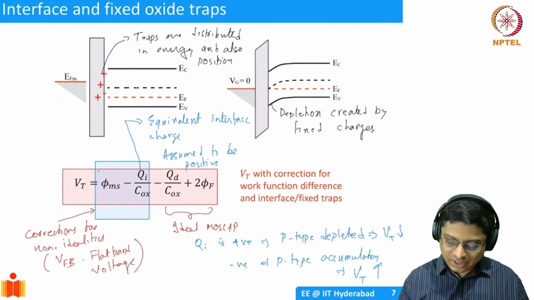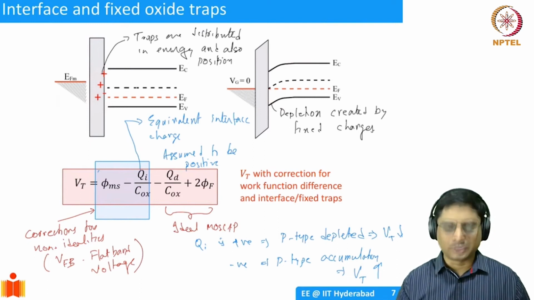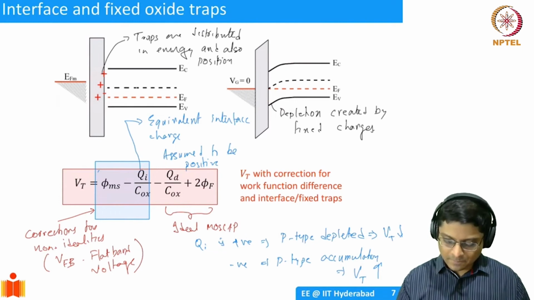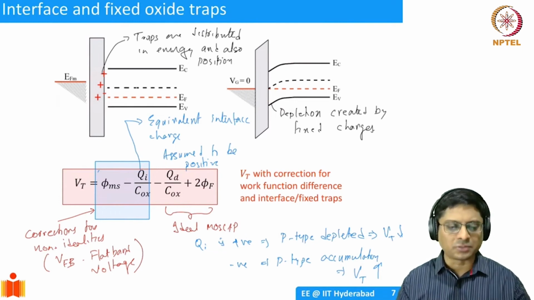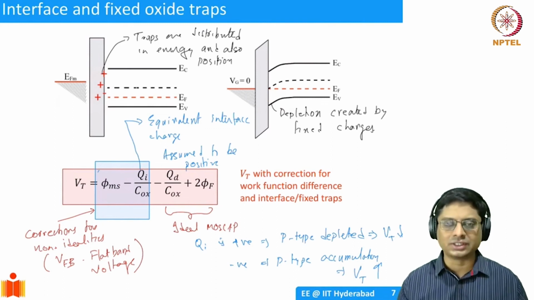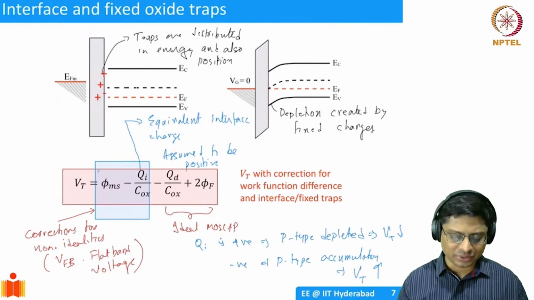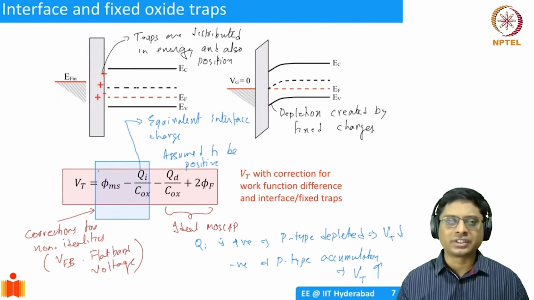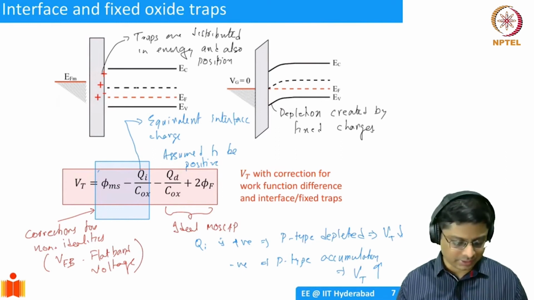So this is how your traps behave. Let us quickly try to solve a couple more problems, and with that we can conclude our discussion on the non-ideality. So far, we will only discuss these two. Later on, we'll just mention the gate oxide leakage.